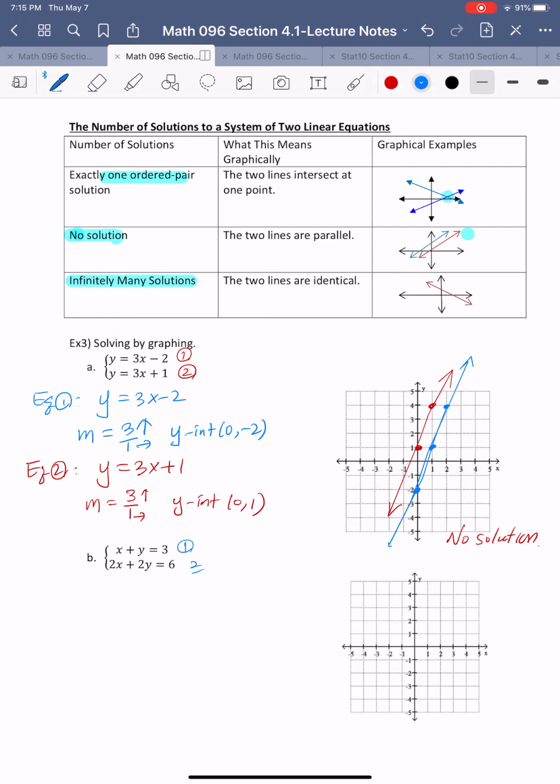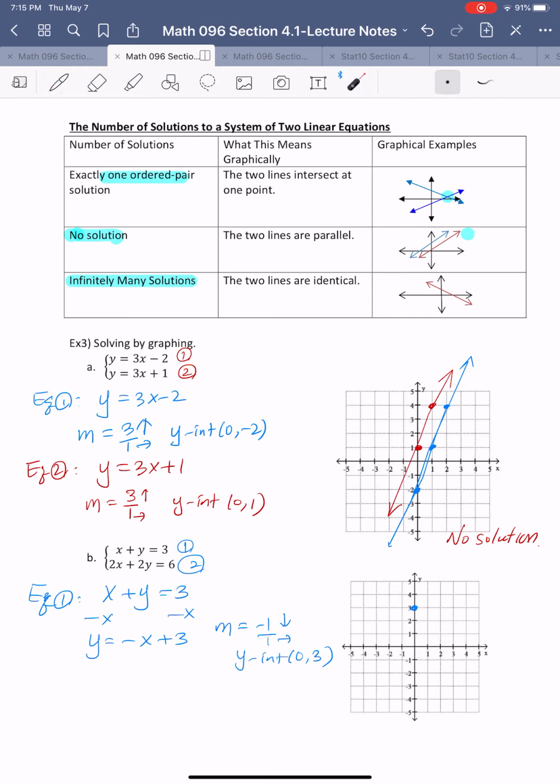So first equation and second equation, okay? So equation 1 is x plus y equals 3. Another way you can graph it, of course, is to solve for y. Let's do this, okay? So subtract x, y equals negative x plus 3. The slope is negative 1 over 1, so down 1 by 1, and the y-intercept is 0 and 3. So from the 0, 3, you need to go down 1 and right 1, which is right here. Down 1, right 1, down 1, right 1, right? So yeah, that's the line.